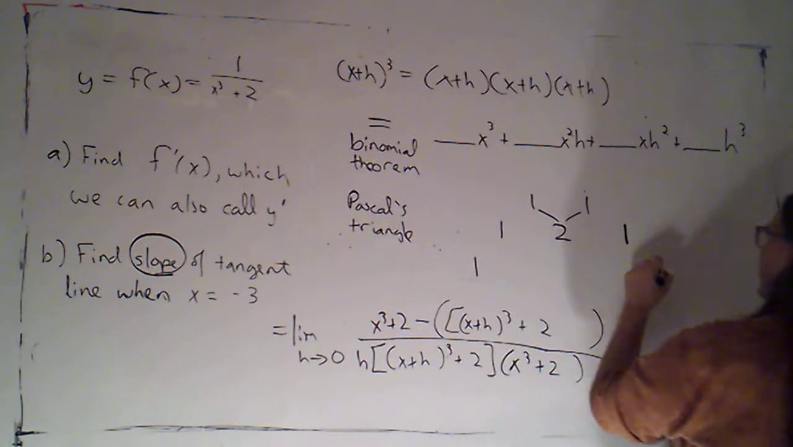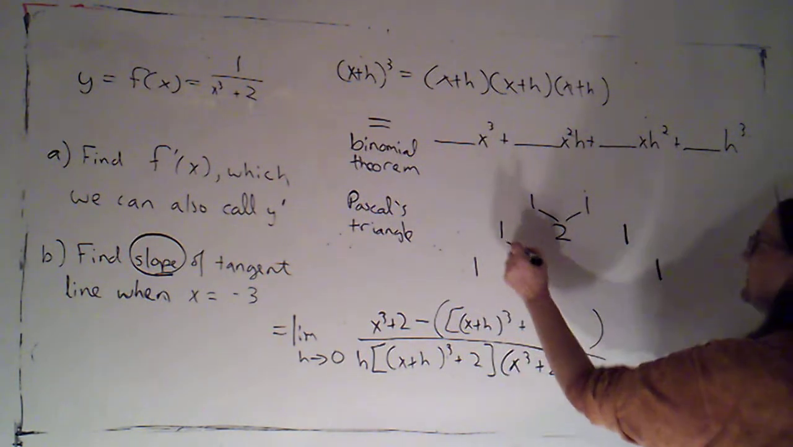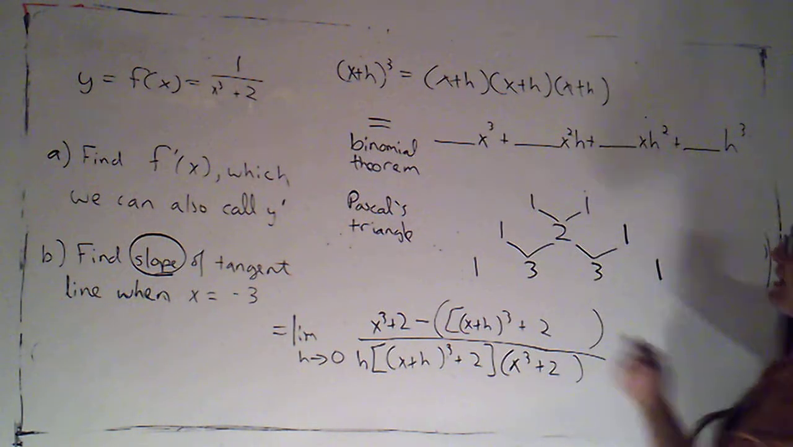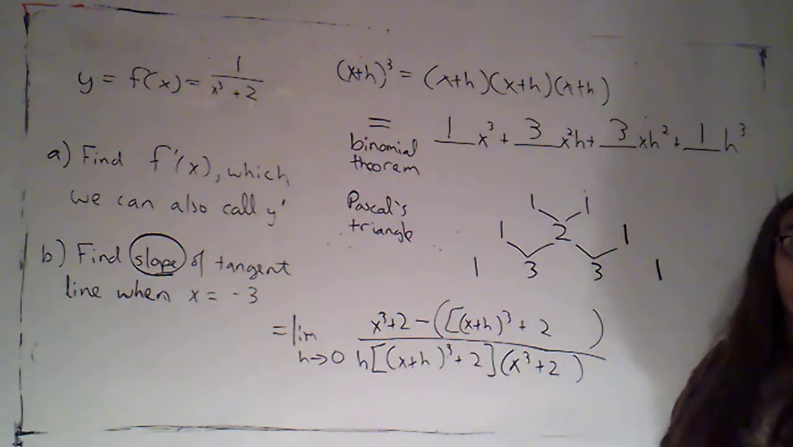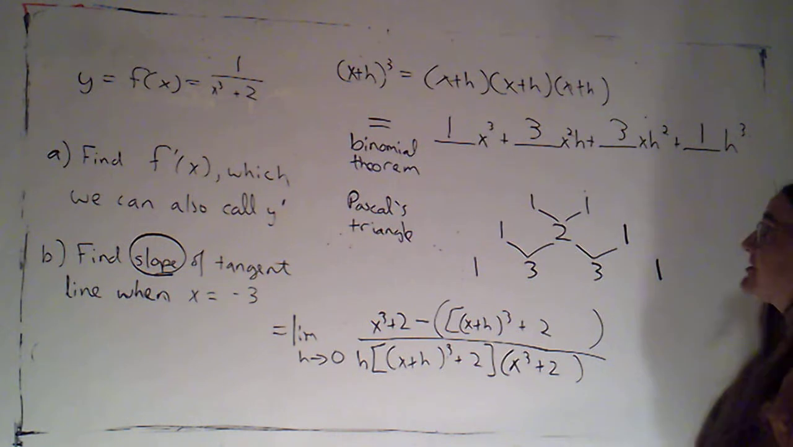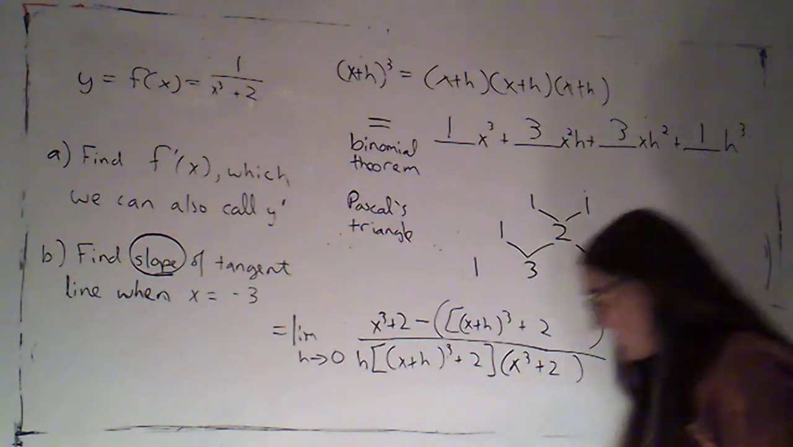I'm going to continue to the third row, since I want the third power. So it starts and ends with a 1. It's going to give me a 3 and a 3. So these coefficients are 1, 3, 3, and 1. Okay. Now, I think it's faster to use the binomial theorem than to actually multiply that out. That's up to you.